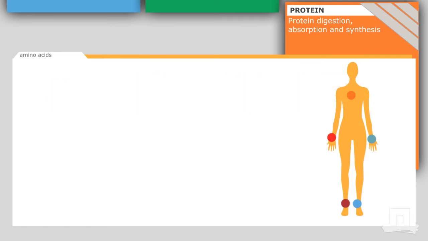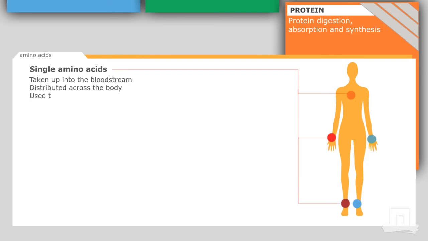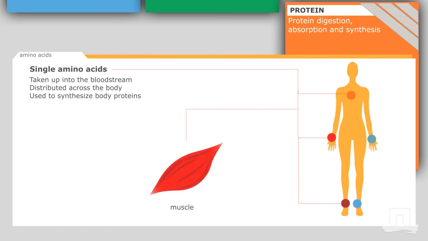Imagine you've just eaten a protein-containing meal. Digestion of protein has occurred, and the amino acids are absorbed into the bloodstream. Now, they're subsequently distributed to various parts of the body that need amino acids to synthesize body proteins. An example of an organ that would need amino acids to make protein is the muscle. The muscle takes up substantial amounts of amino acids to make muscle proteins that are important for the functioning of the muscle cell. And the same is true for the liver.